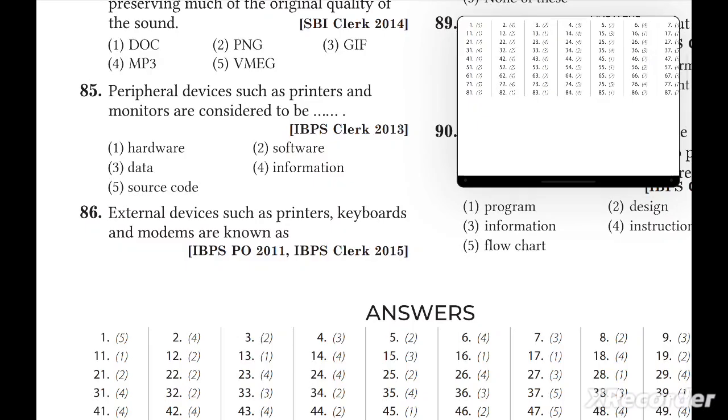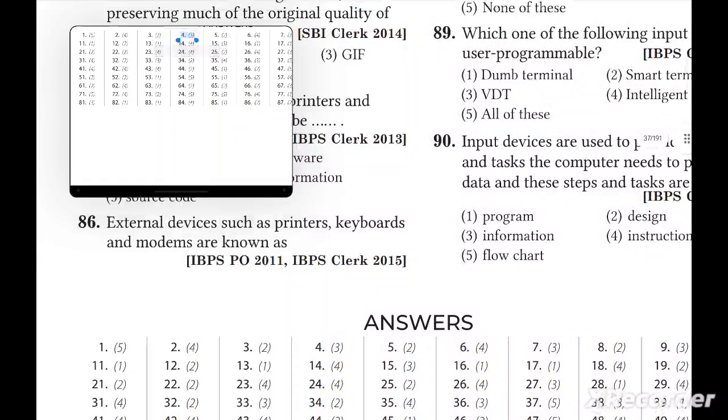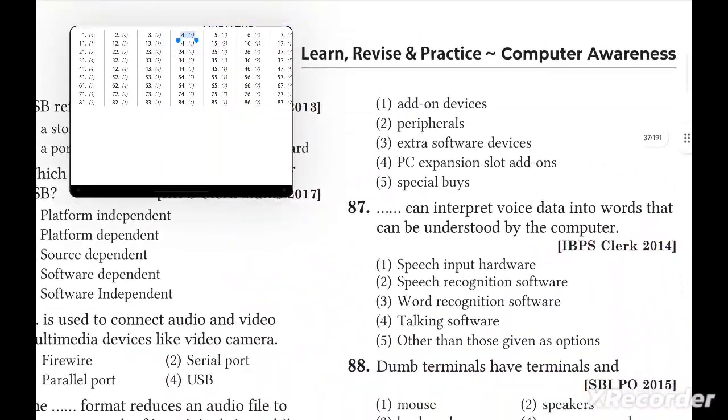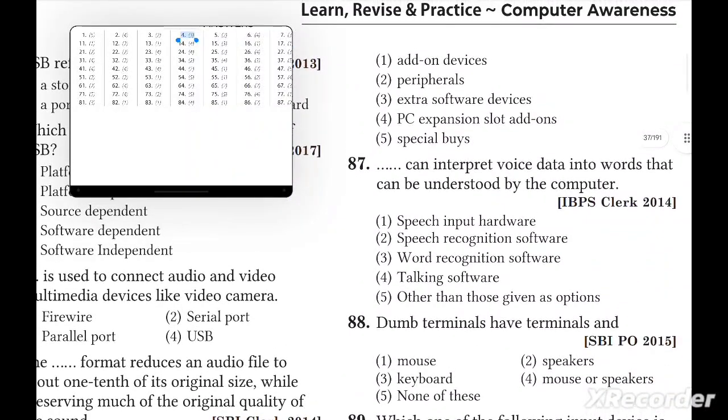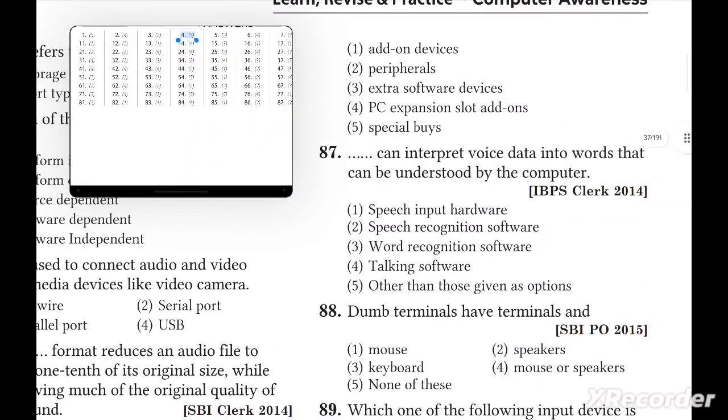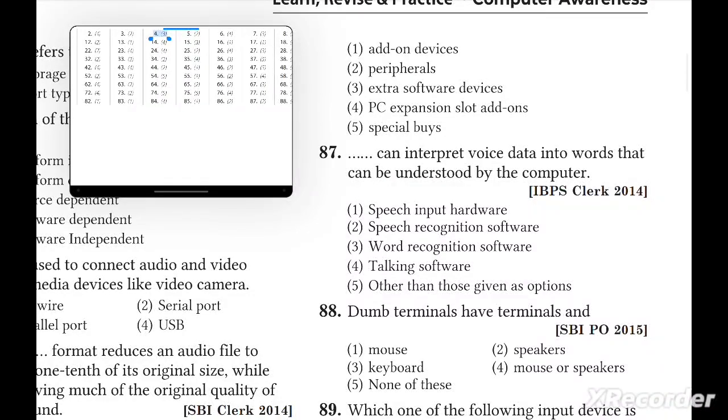Next, external devices such as printers, keyboards and modems are known as first, add-on devices, second, peripherals, third, extra software devices, fourth, PC expansion slot add-ons, and fifth, special buys. The correct answer is second, peripherals.